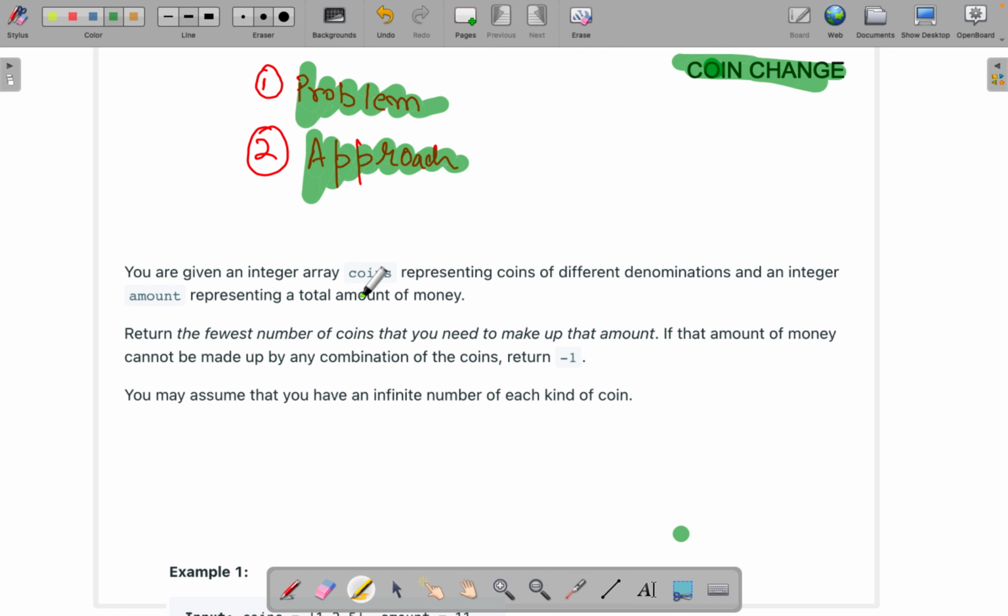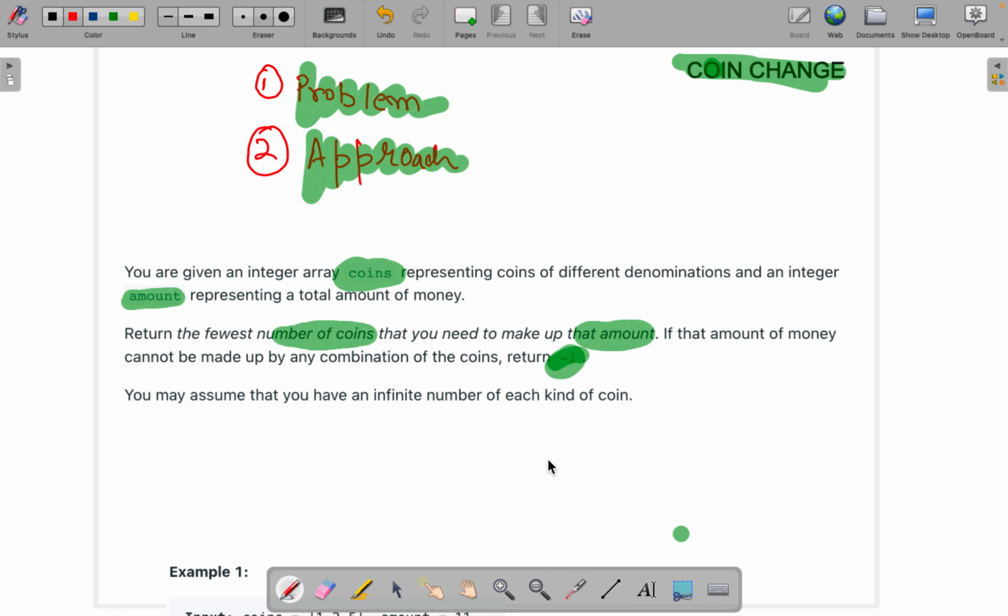In this problem we have a coin array having different denominations, and there is also one integer which is the amount. We have to return the fewest number of coins that we need to make up that amount. And if we don't have the required denominations to create that amount, in that case we have to return -1.